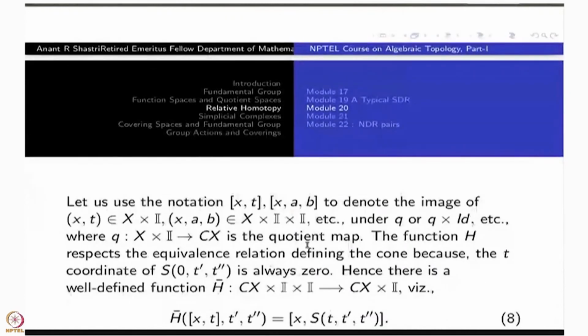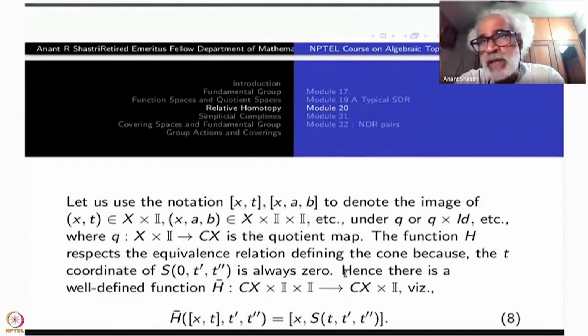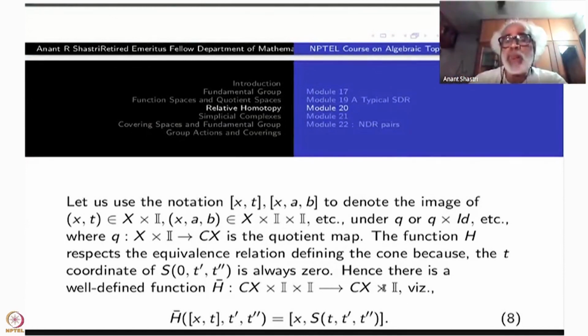Okay. So under the quotient map, Q cross identity, the function H respects the equivalence relations defined by the cone, because the t coordinate of S0, t prime, t double prime is always 0. So it may be x comma something, cross something, but that whole thing can be collapsed to a single point. The t coordinate of this part is always 0, so here the t coordinate going to 0 is just fine.